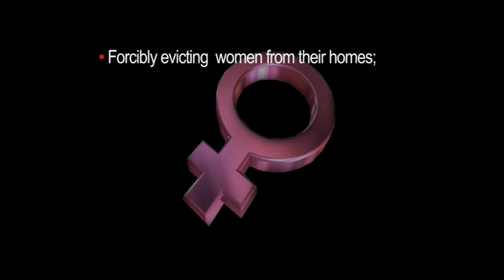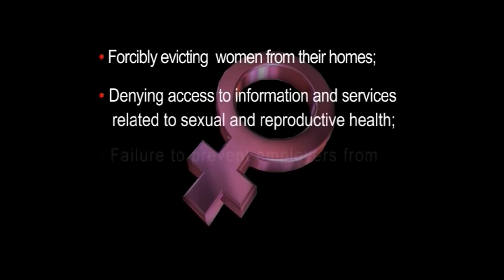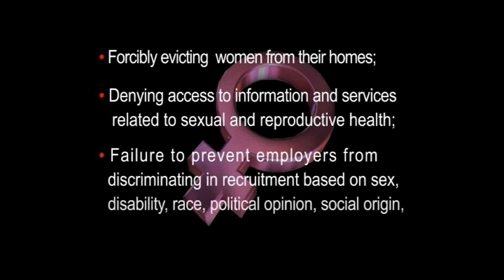These impediments must be addressed and eliminated to ensure that measures adopted to implement economic, social and cultural rights will benefit women equally. Some of the examples of violations of economic, social and cultural rights of women are forcibly evicting women from their homes, denying access to information and services related to sexual and reproductive health, failure to prevent employers from discriminating in recruitment that is based on sex, disability, race, political opinion, social origin, HIV status, etc.